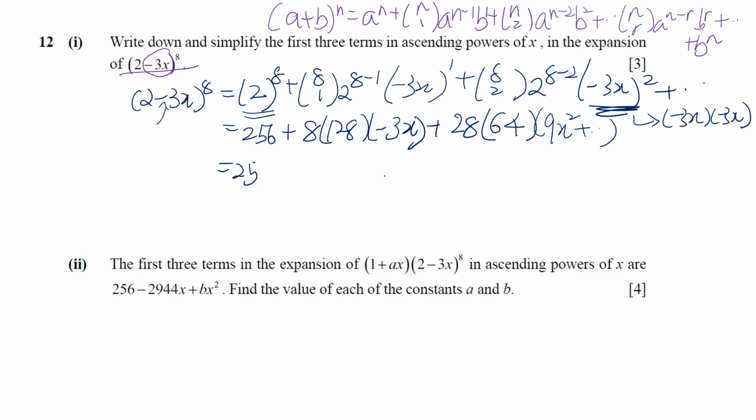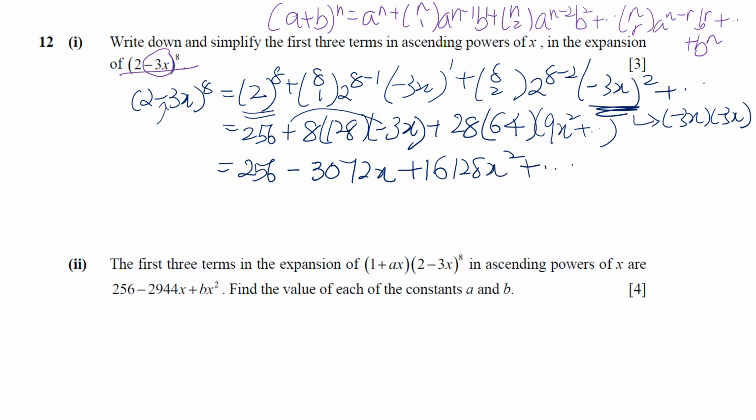Alright, so if you were to simplify further, okay, it's not that I don't want to write properly, it's just that I can't touch the screen with the stylus pen. And I think I'm already doing a very good job. 8 times 128, 8 times negative 3, so negative 3072x plus 16128x squared. Alright, so that's how we do it for the first part.